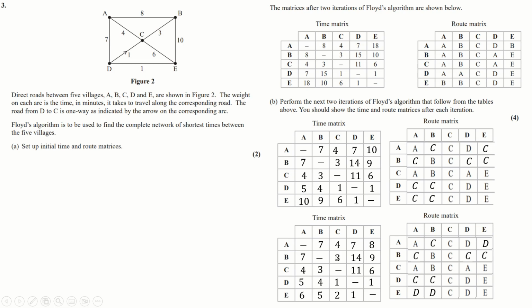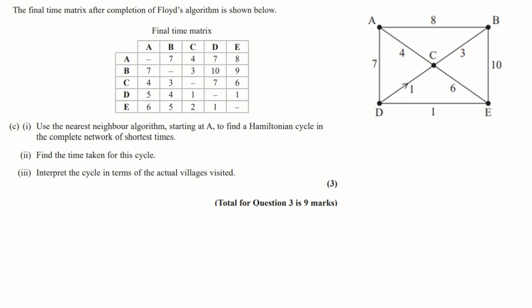These two rows don't improve anything because B to D and C to D take so long that going via D is never going to be a good idea. Whereas this column, because E to D is only 1, lots of stuff gets improved there. In fact, I think all of it does. That's fantastic. We have 2 iterations done.